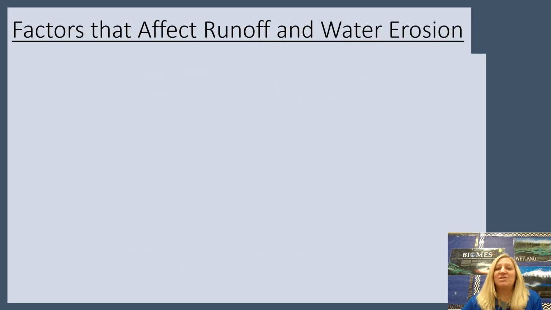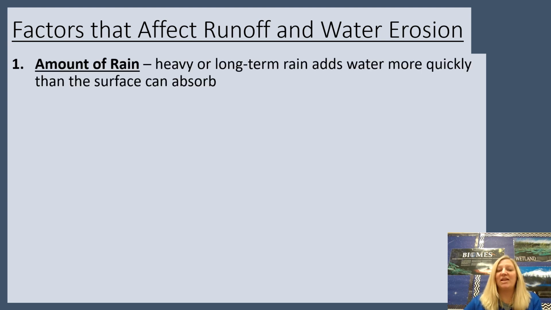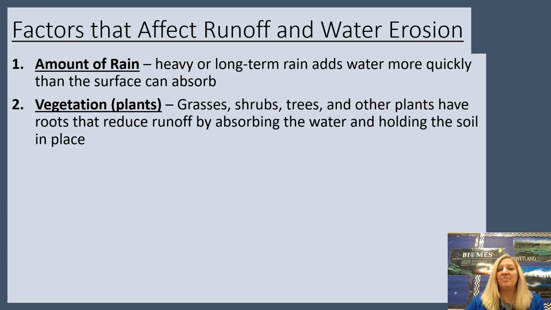We had those words last time. So, new things: factors that affect runoff and water erosion. The first thing that affects this is the amount of rain. A place that gets heavy or long-term rain adds water more quickly to the surface than somewhere that gets a little bit of rain. Somewhere like around here would get more rain than a desert, so we would have more runoff and more water erosion than a desert area.